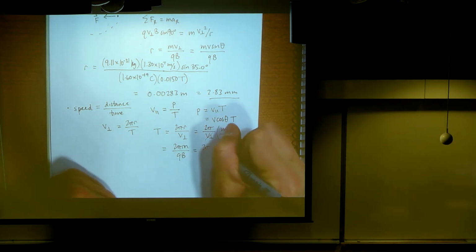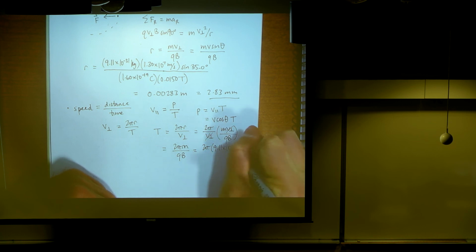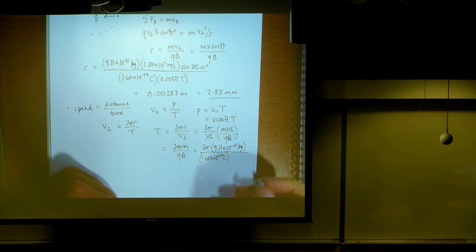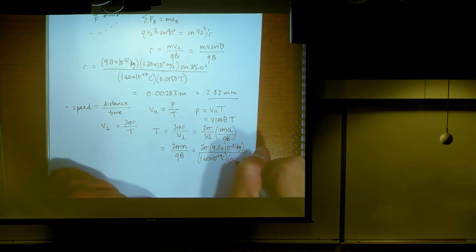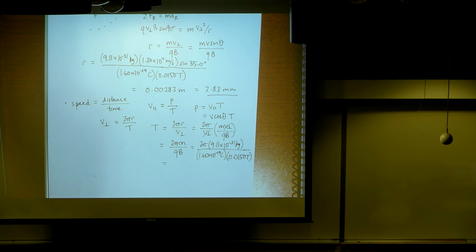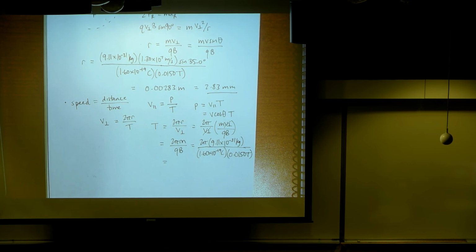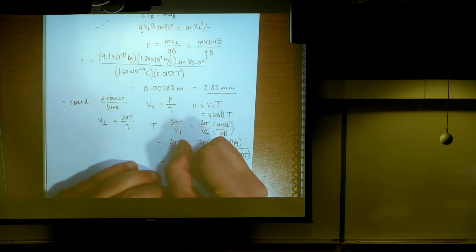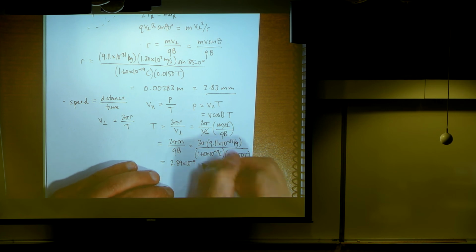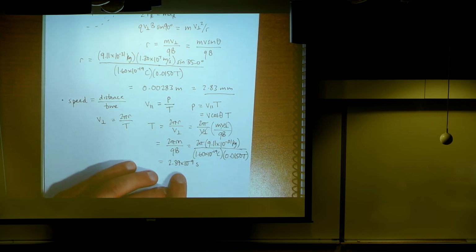So we have 2 pi times our electron mass, 9.11 times 10 to the minus 31 kilograms, divided by q, 1.6 times 10 to the minus 19 coulombs, times B, 0.0150 Tesla. Can someone do that for me? What is that period right there? 2.39 times 10 to the negative 9. Do we agree? I actually don't have this number in front of me, so make sure that's the right period. We agree? Okay. Not that I don't trust you, but just want to make sure.